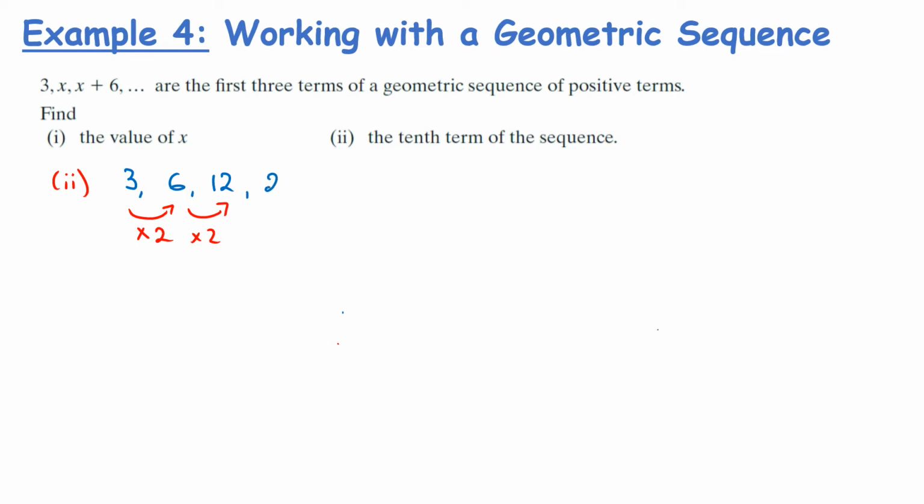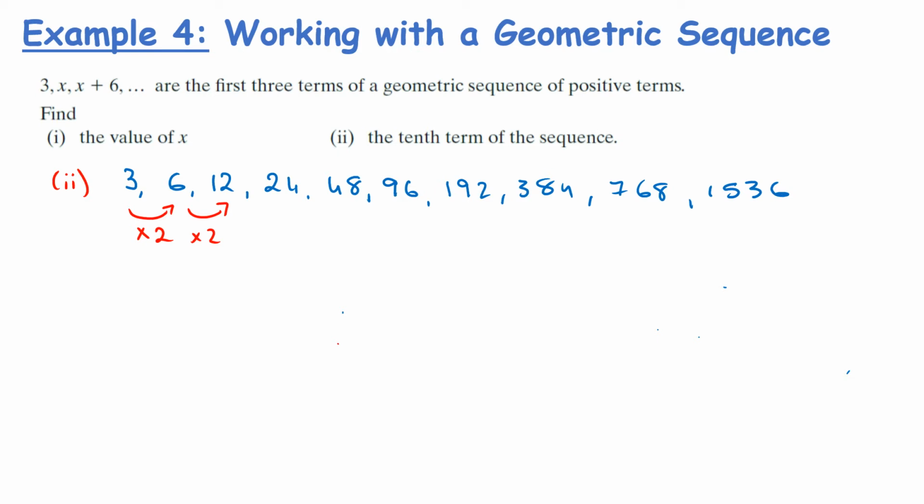So we'd have 24, 48, 96, 192, 384, 2 more, 768, and 1536. Now, I'm not a huge fan of that method.